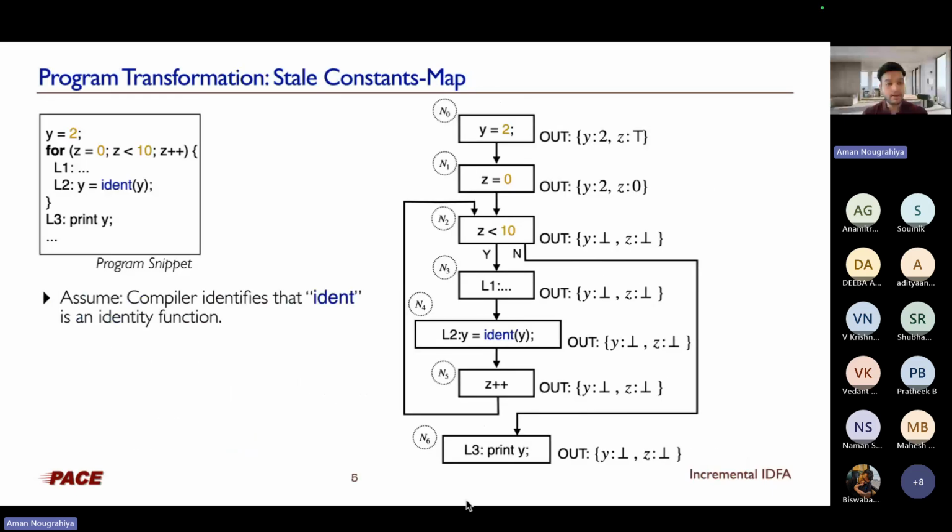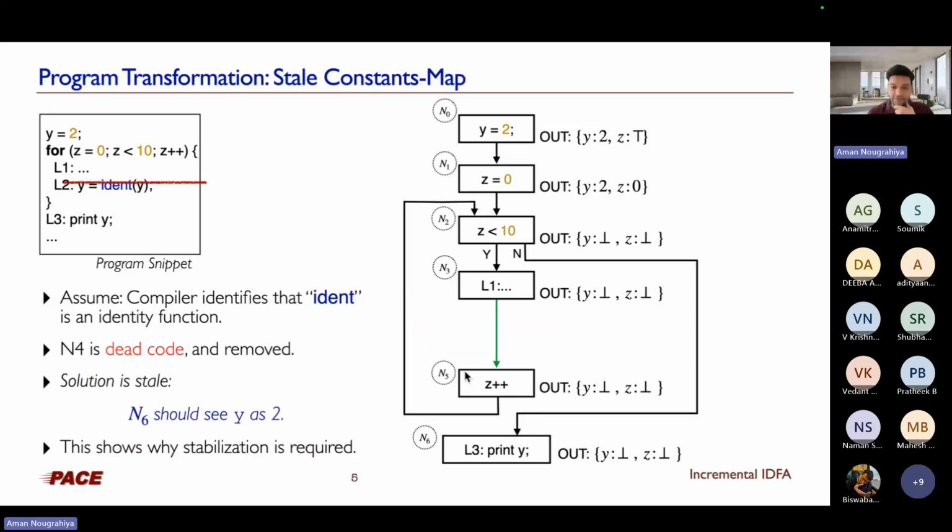Now, let us say as part of an optimization or some analysis, the compiler identifies that ident is nothing but an identity function. So essentially, L2 is just setting y as y. So it's y is equal to y. It's dead code. Now, the compiler would want to remove that code. So once it removes N4, the issue is we need to stabilize the result, right?